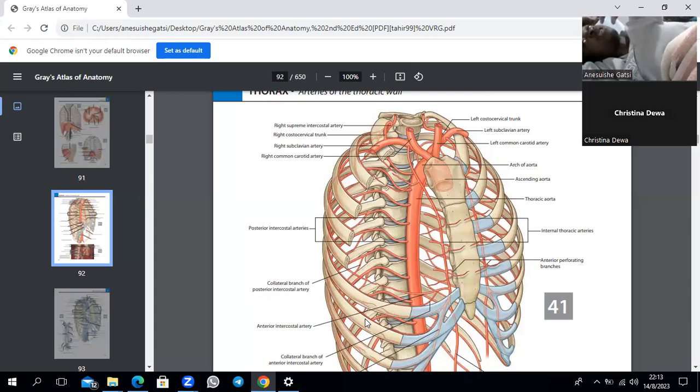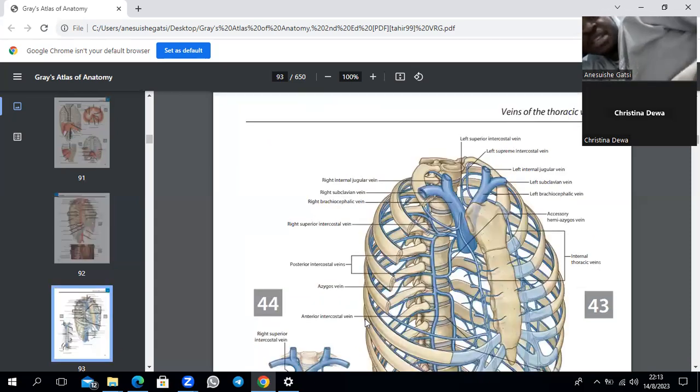So the superior intercostal artery, which is a branch of the costocervical trunk, which is a branch of the subclavian artery, the second part to be specific, second part of the subclavian artery, unlike the internal thoracic, which we said is from the first part. Right.